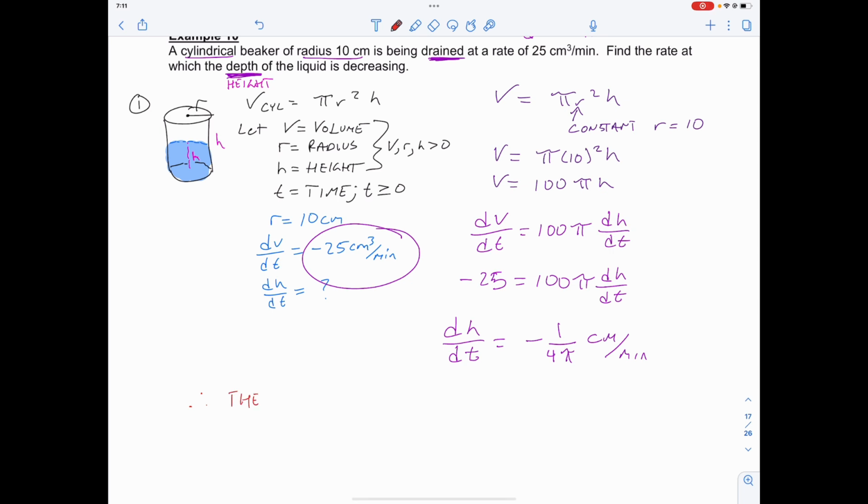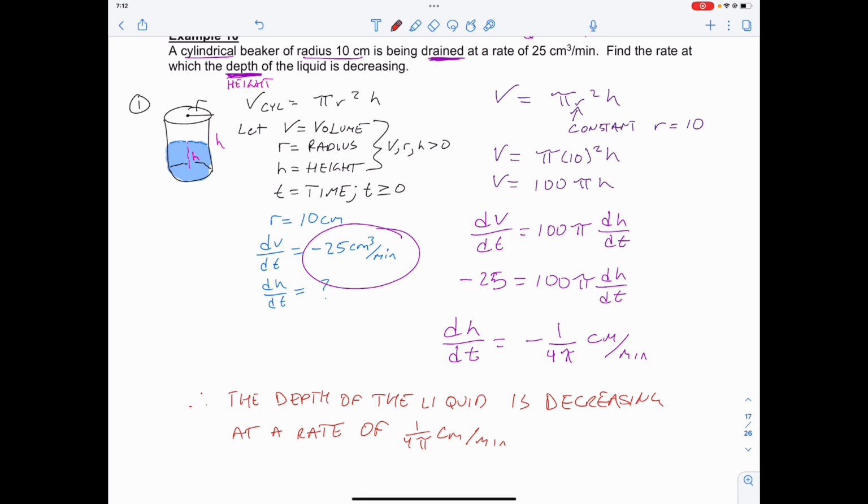The depth of the liquid is decreasing at a rate of 1 over 4 pi centimeters per minute for a radius of 10 centimeters beaker.